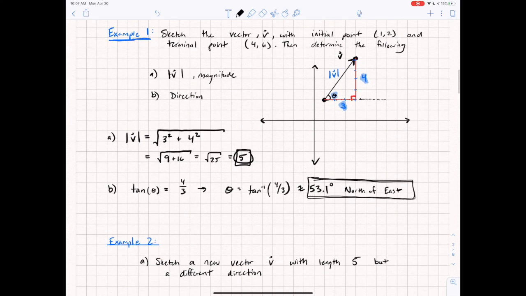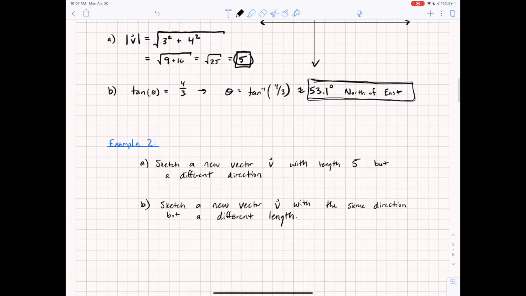All right, example 2. If a vector is based off of its measurements in terms of length and direction, is it possible then to alter a vector, and what happens when we're comparing some vectors? So for example 2, sketch a new vector v that would still have a length of 5, but a different direction. If I wanted to change its angle but maintain its same length, its same magnitude, how might you do that?